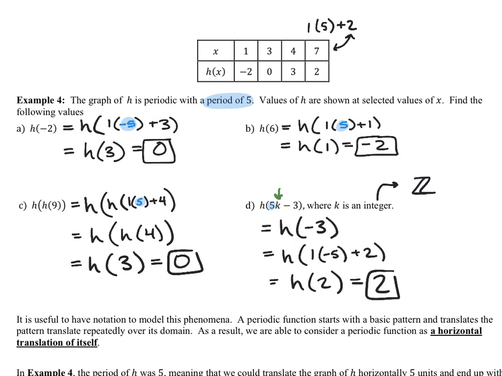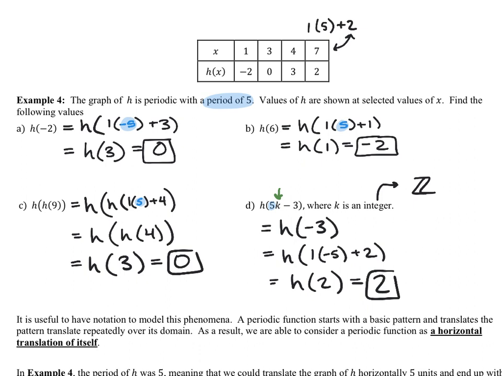Because every time there's 5 units, your numbers repeat. So at 2, at 7, at 12, at 17, at 22, every time we repeat a 5, we're going to have the same value of 2. That is a periodic function.